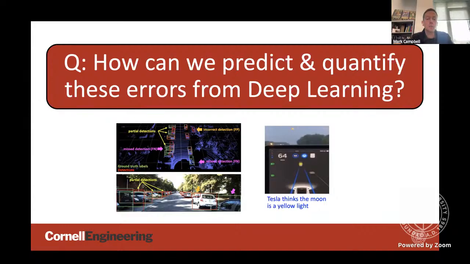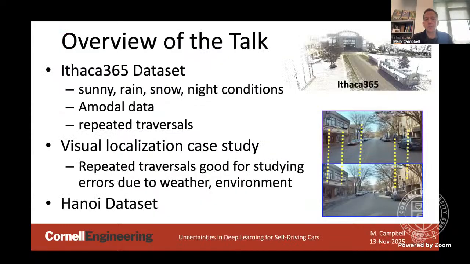I'm going to do a couple of different things. The first is I'm going to introduce the Ithaca 365 dataset. This is a dataset that we collected, or really my students collected. It started over COVID, and we were able to label some of the data and publish it at CVPR. So I'll talk a little bit about that, how we used it, and some of the research that came out of it, just briefly. And then I'm going to dive into this visual localization case study that I mentioned.